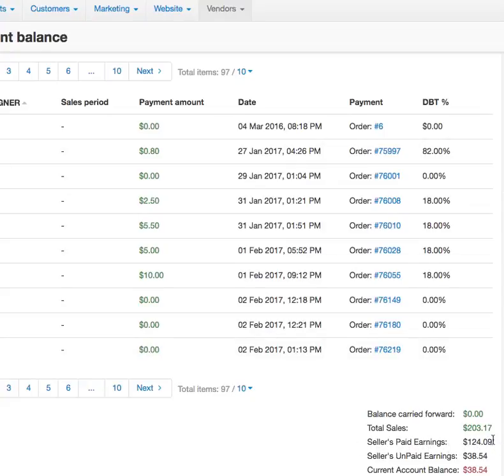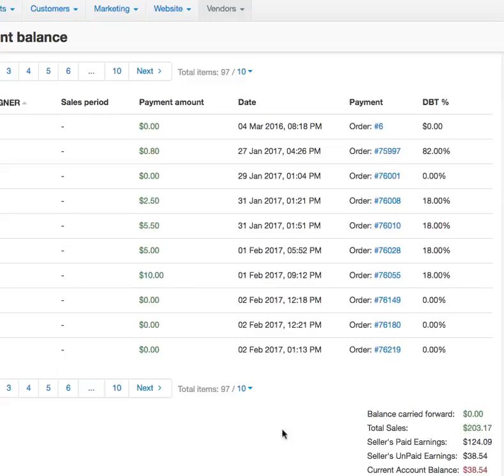Sellers paid earnings. This is the money that's been paid out to you to date. So this will be either 62% or 82% of the total sales. Again, if you've got any questions or queries with this amount, please contact us. The amount does not take into account that processing fee. So it's not actually going to line up 100% with this one at the moment.